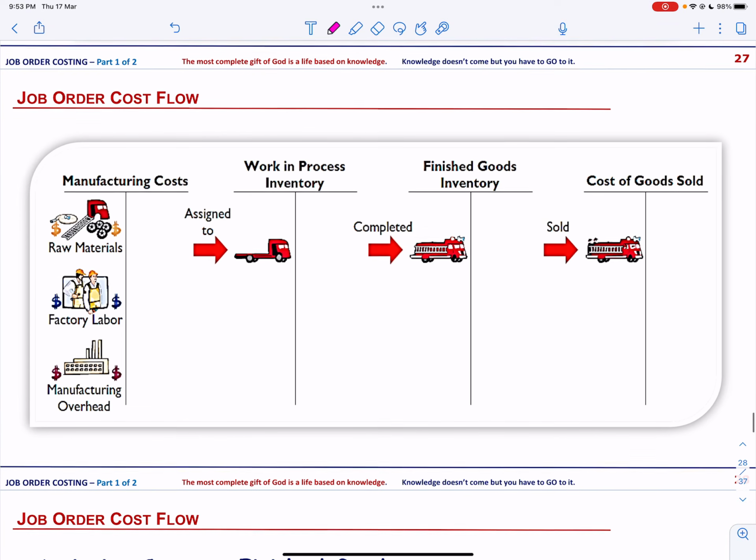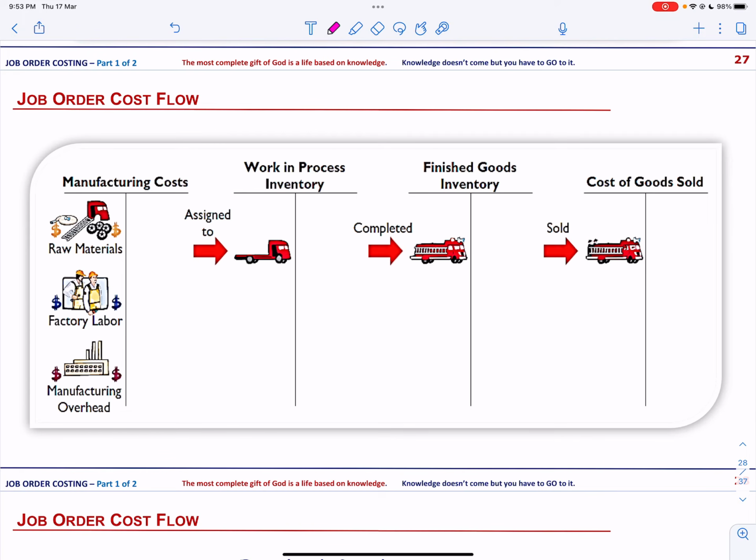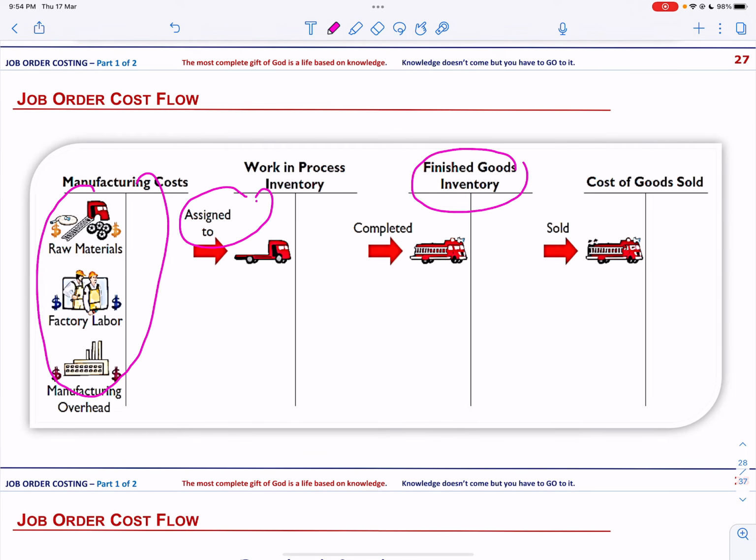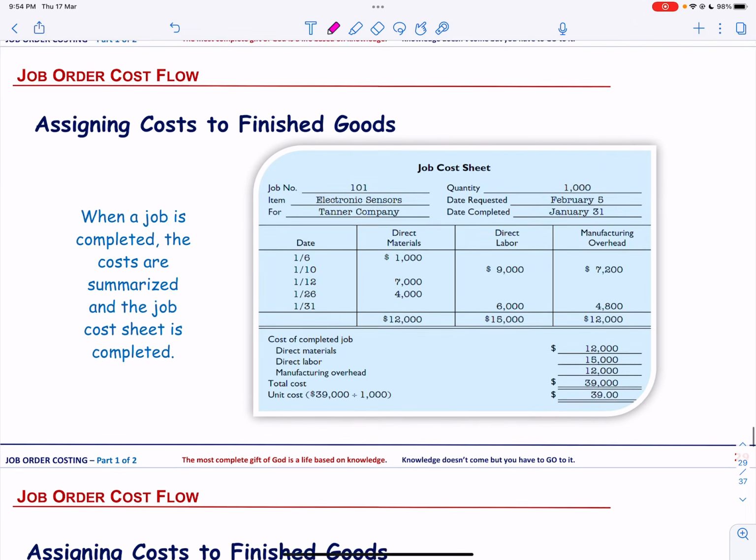So far, we have talked about the manufacturing cost, how the manufacturing cost is accumulated. We have learned how to assign the manufacturing cost in work in process. Now we will talk about how to assign manufacturing cost to finished goods. For example, if we assume that Wallace completes job number 101, the job cost sheet appears here. So let us see how to journalize this activity in the next slide.